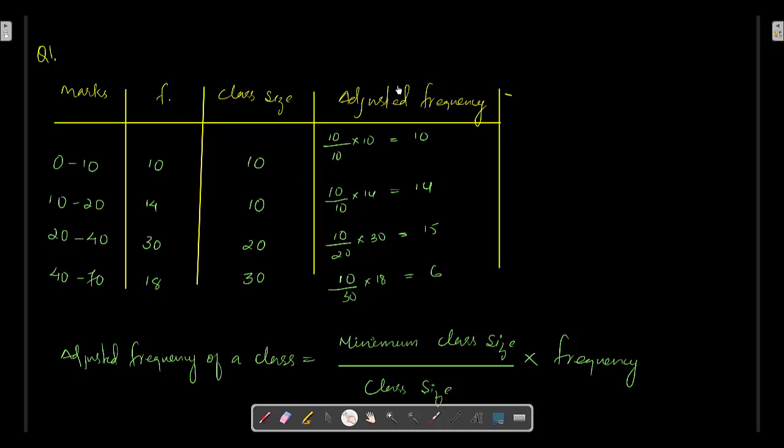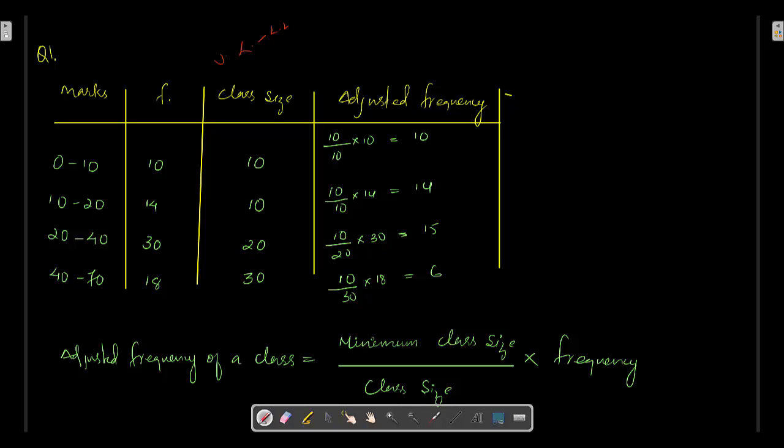The additional 2 columns that we are making here will be for class size and adjusted frequency. How do we find class size? You can find the class size by subtracting the lower limit from the upper limit. So 10 minus 0 is 10, 20 minus 10 is 10, 40 minus 20 is 20, 70 minus 40 is 30. This is how we find the class size.